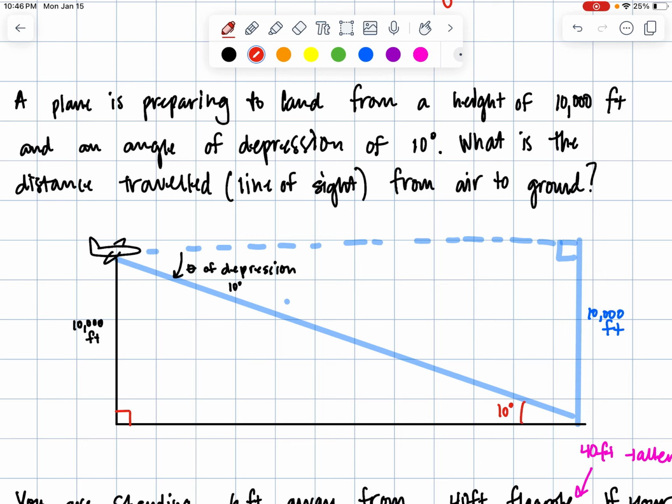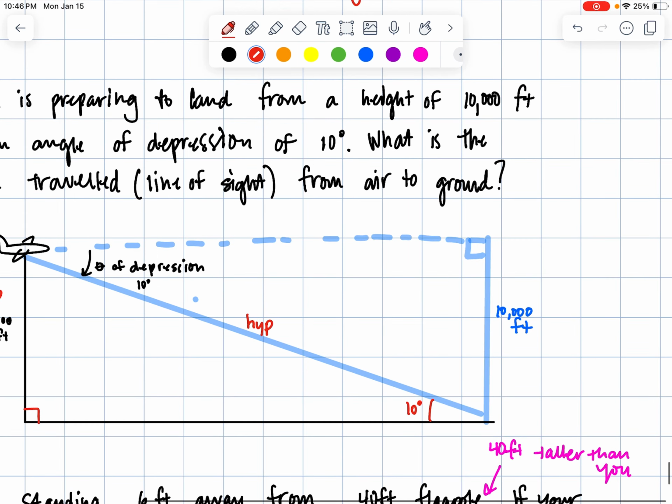Now, however you want to do this problem, it's up to you. Ultimately, we are solving for this length, the hypotenuse. So considering that, I'm going to use this particular triangle, the black one. The 10,000 feet is the opposite side. The hypotenuse is the hypotenuse, and we would need to use sine here.